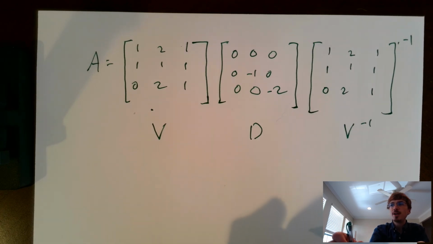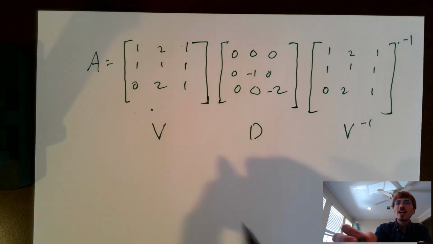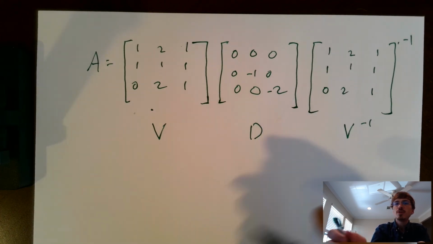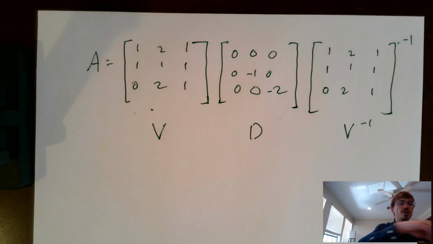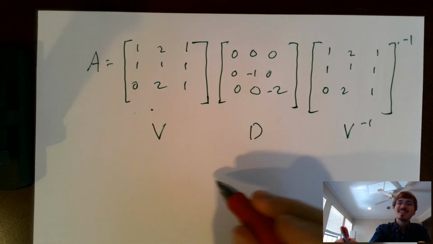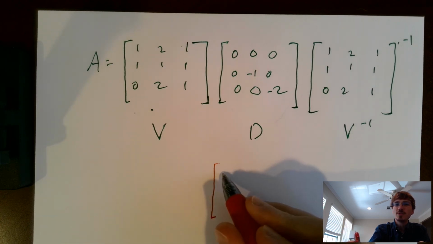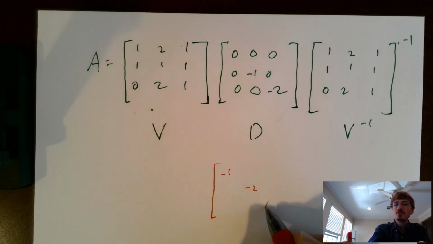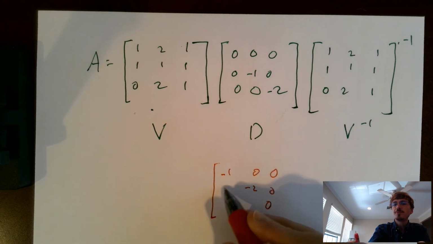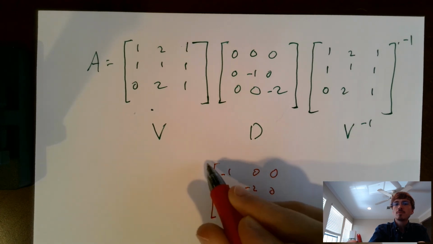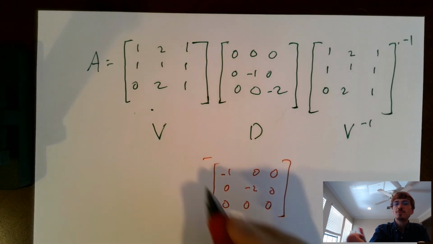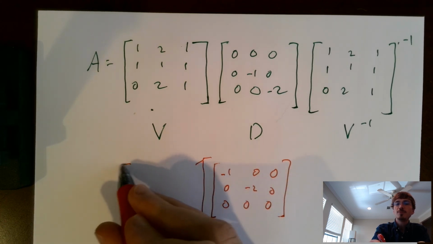And that's not so bad. What happens if you were to swap? What happens instead if your D matrix, you really want it to be negative 1, negative 2, 0, and 0 is elsewhere? What would you do? What would your V matrix be?